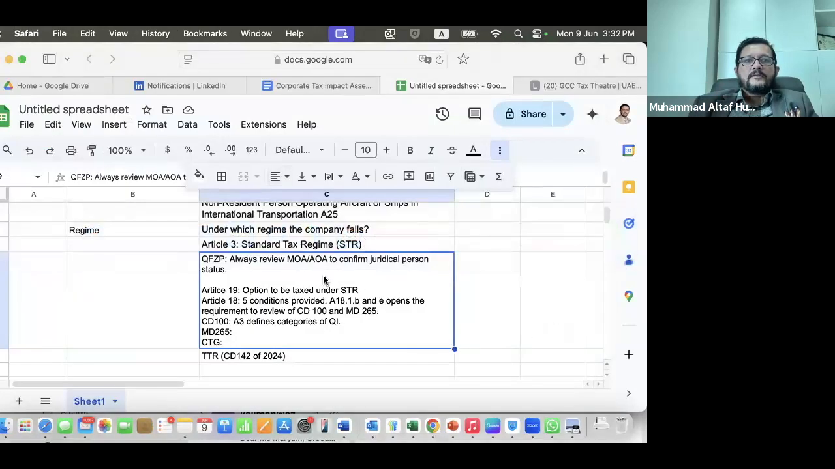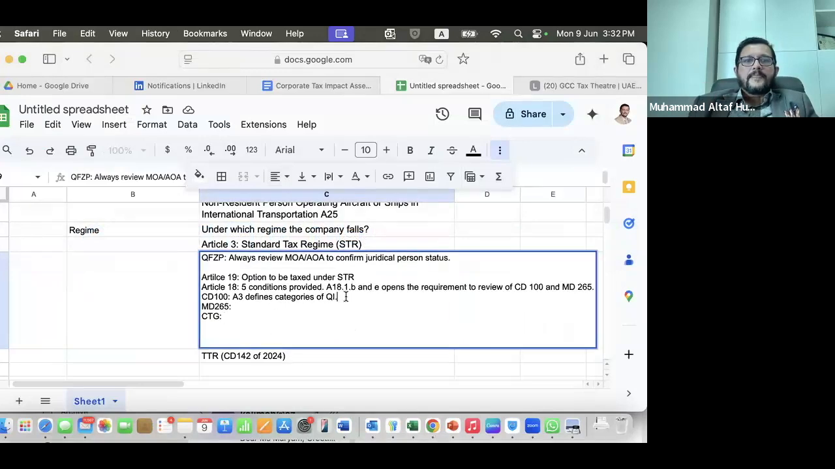So let us go back here. What was the thing? Defines categories of qualifying income, including de minimis threshold, without specifying the amounts, which are provided in MD 265, right? So that's for the de minimis, right?